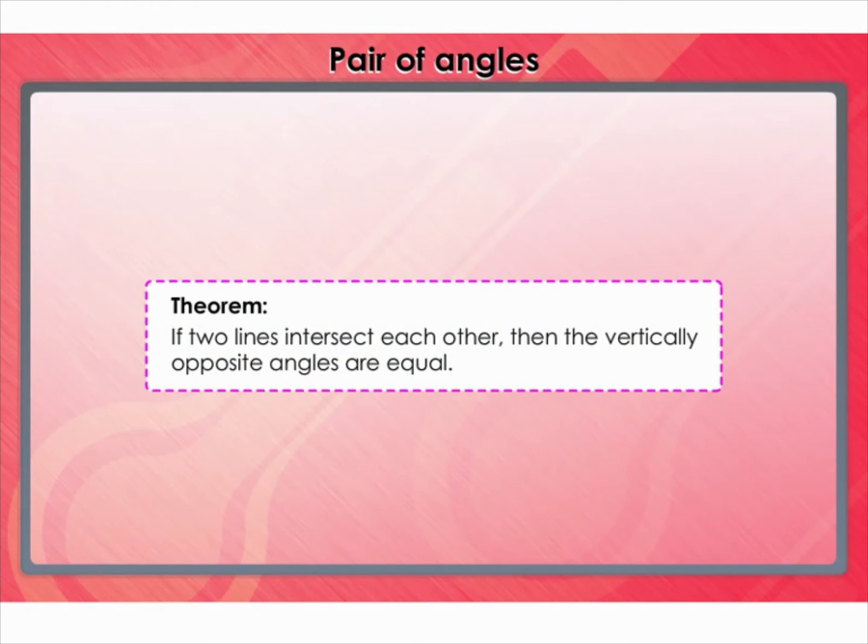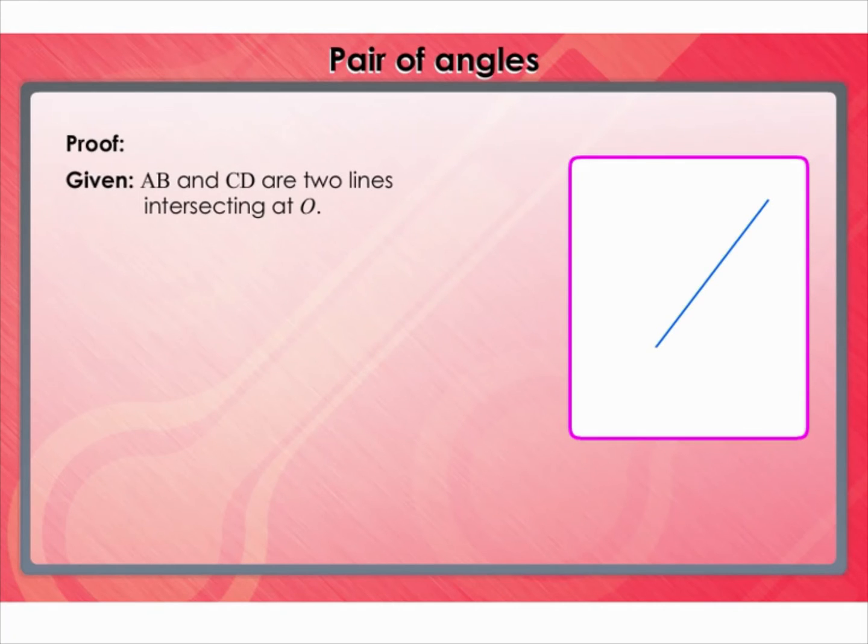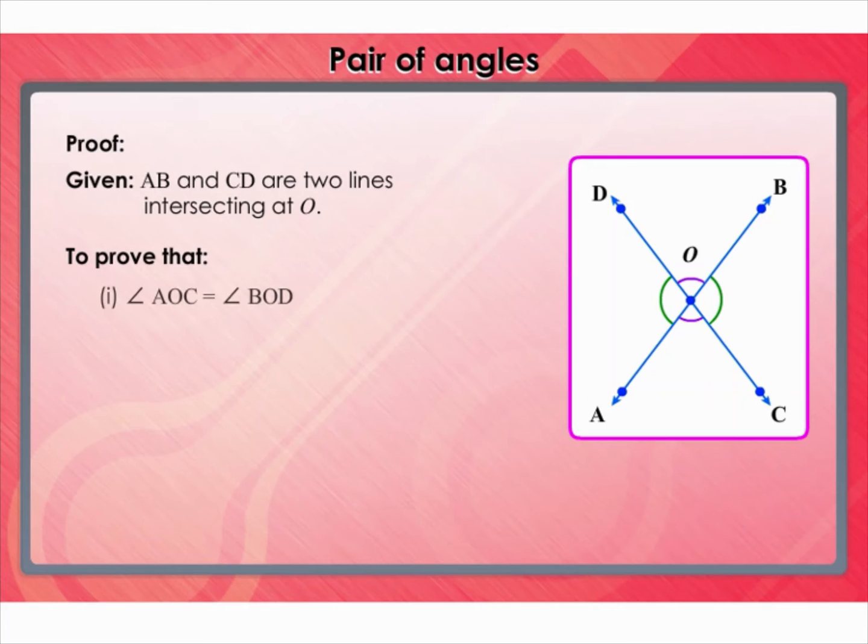Now let's prove the theorem. If two lines intersect each other, then the vertically opposite angles are equal. In the statement of the theorem, it's given that two lines intersect each other. So we draw a line AB and CD intersecting at O. We have to prove angle AOC is equal to angle BOD and angle AOD is equal to angle BOC.